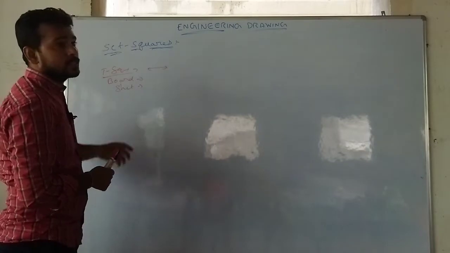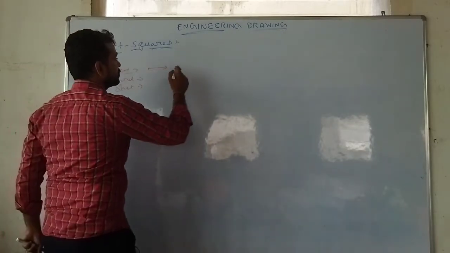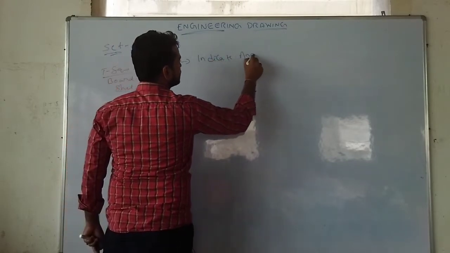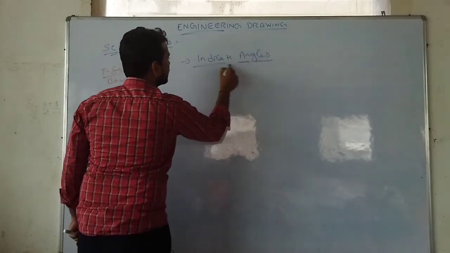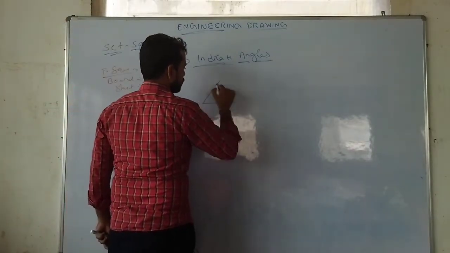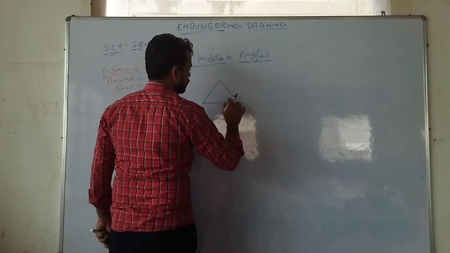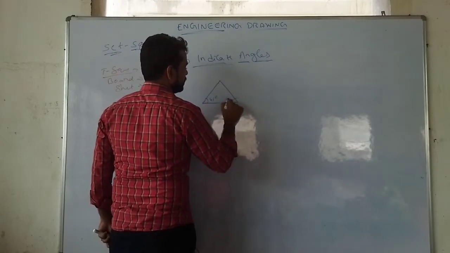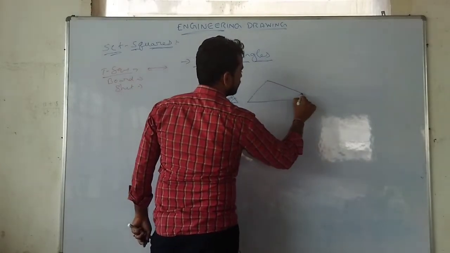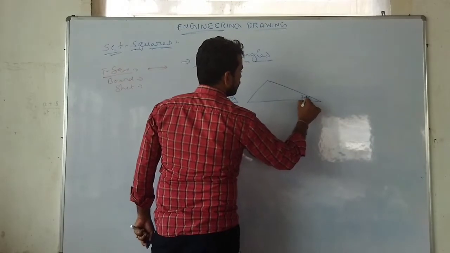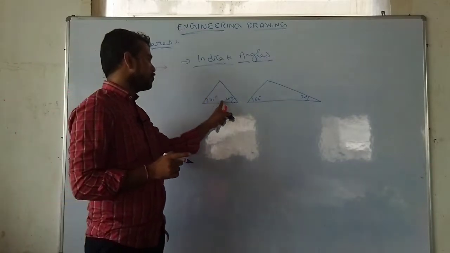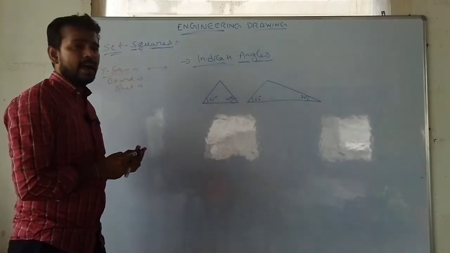And for set square also there are certain purposes. The purpose of the set square is to indicate angles. Okay, so there are two number of set squares. One is 45 degree set square, and another one is 30-60 degree set square. Okay, there are two set squares. One is 45 degrees and another one is 30 and 60.